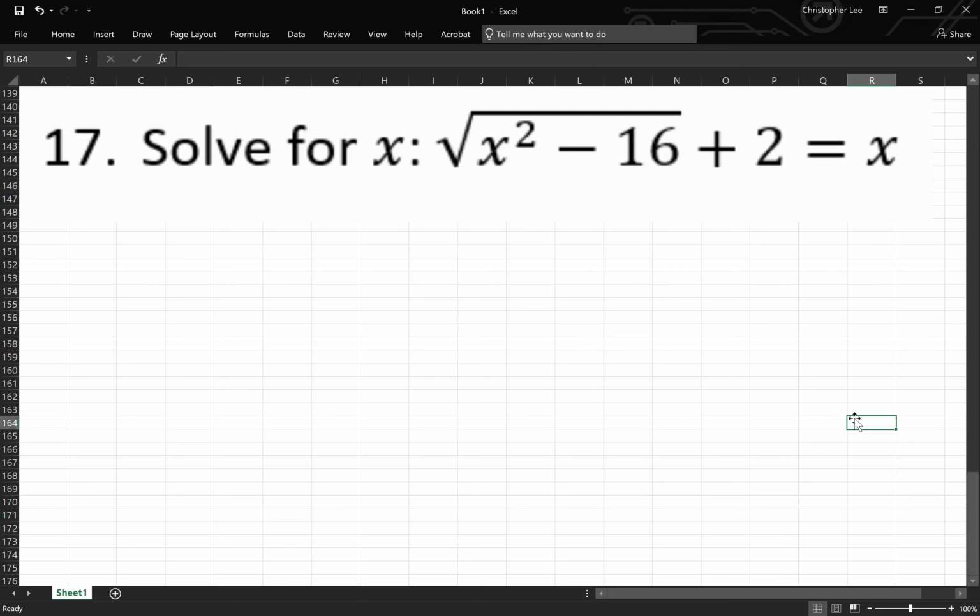All right, let's try this out real quick. This is question 17. Let me rewrite it real quick because it looks a little confusing. This is square root of x squared minus 16, plus 2 is equal to x. Solve for x. In general, I want the answer. x equals what?